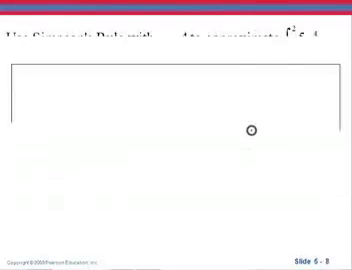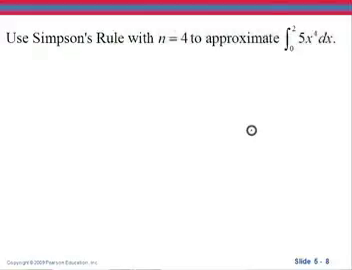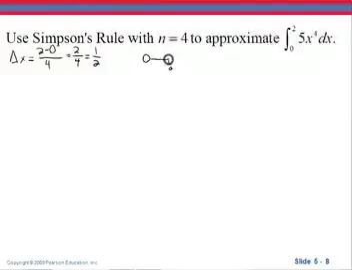Now let's apply this to the integral from 0 to 2 of 5x to the 4th dx. First off, let's find delta x. Delta x is 2 minus 0, divided by n, and we want n to be 4, so that's 2/4, or 1/2. Each one of our intervals is going to be 1/2 long. So I go 0, then 1/2, then 1, then 3/2, and finally we get to 2. And those are our 4 partitions.